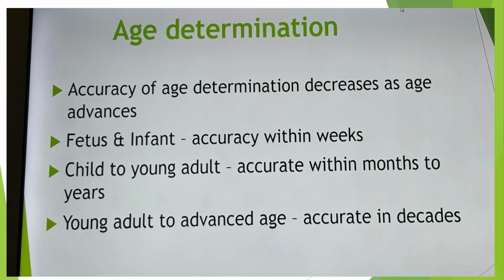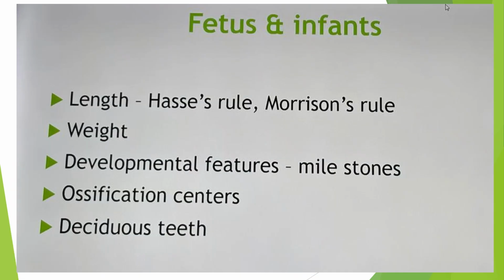Next is the age determination. The accuracy of age determination keeps on decreasing as the age of the person keeps on increasing. So in infants and fetuses, the accuracy is given within weeks. From child to young adult, the accuracy can be given within months to 2 years. Whereas in young adult to advanced age, the accuracy is given in decades, that is 10 years. Okay, so now in fetus and infants, how do we estimate the age? It is through two rules, that is Hess's rule and Morrison's rule.